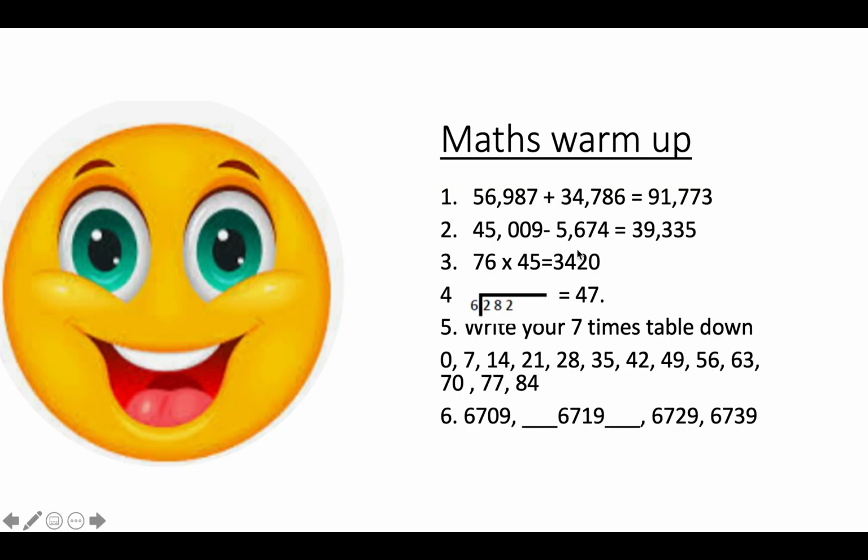Okay, so let's have a look at the remaining questions. Write down your 7 times table. I'm going to keep asking you that every day. We've got it written here for you to check. And then finally, our missing number here is 6,719 because it's going up in tens. Remember any of those that you didn't get right, obviously correct them and then make up some of your own questions.